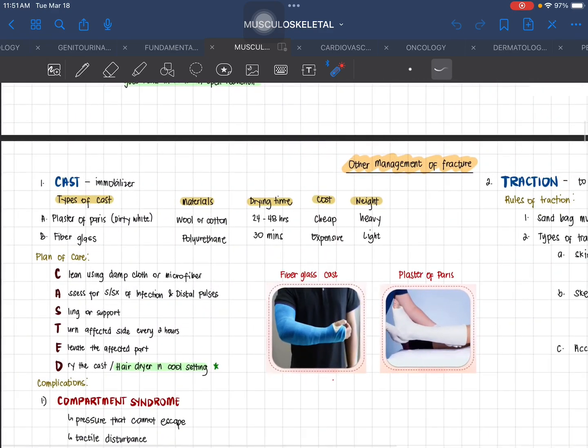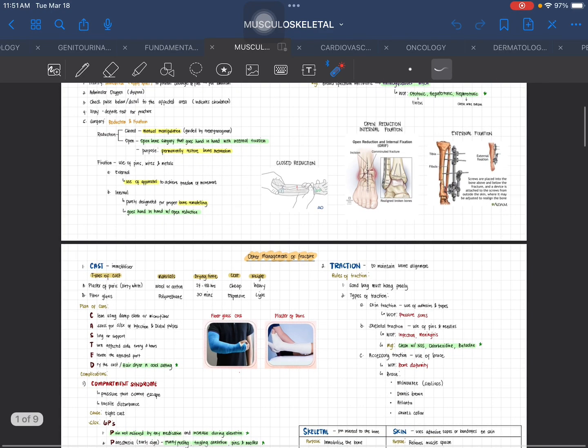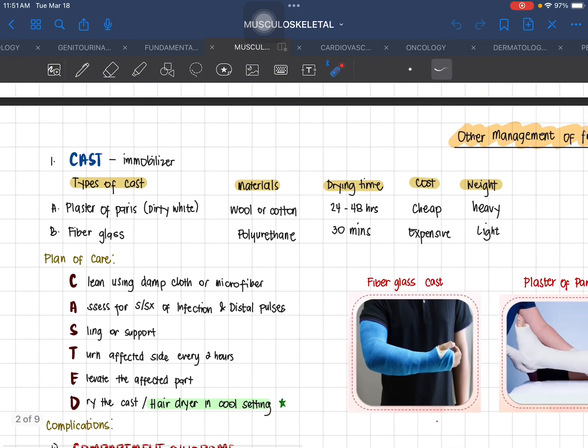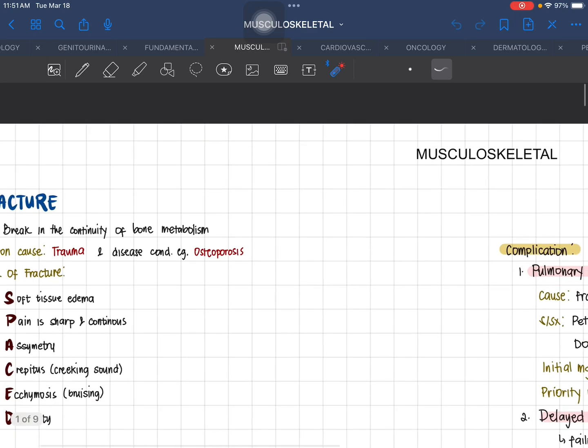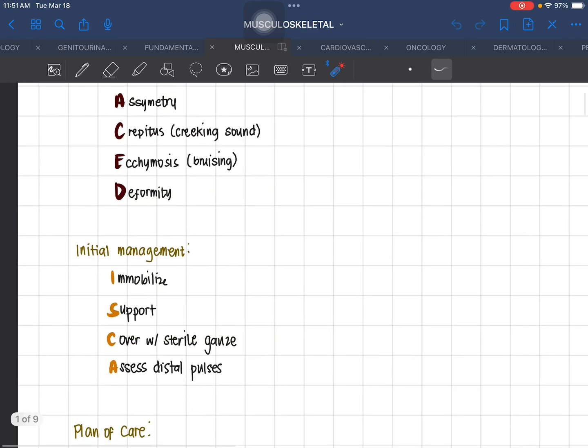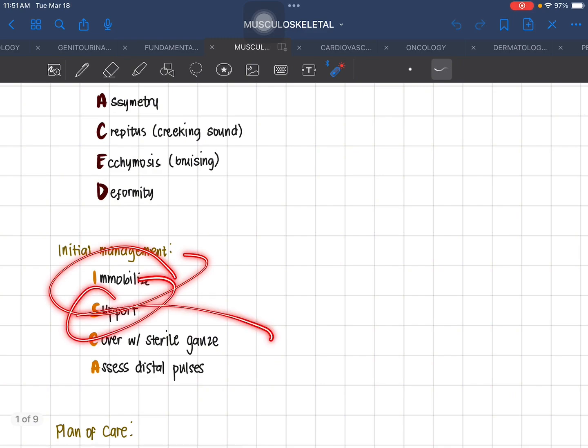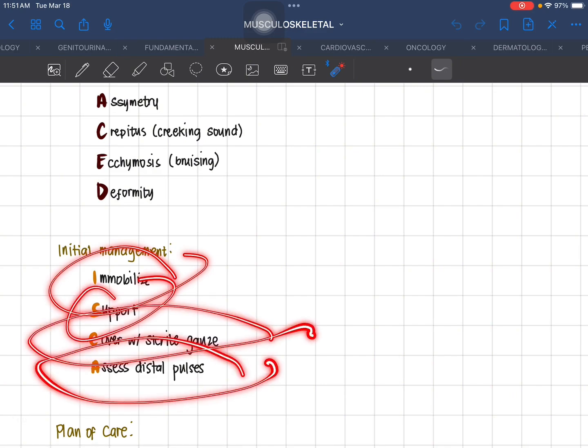So, other management ng fracture, we have cast. Kasi dalawa yan, may cast and may traction. So, magsisimula tayo sa cast. Cast, ang tinatawag na immobilizer. Para ma-immobilize, di ba? Isa yan sa management. Talaga, kanina, nakalagay dito na immobilize. Pero, ayan, immobilize, support, cover with sterile gauze, and assess distal pulses.